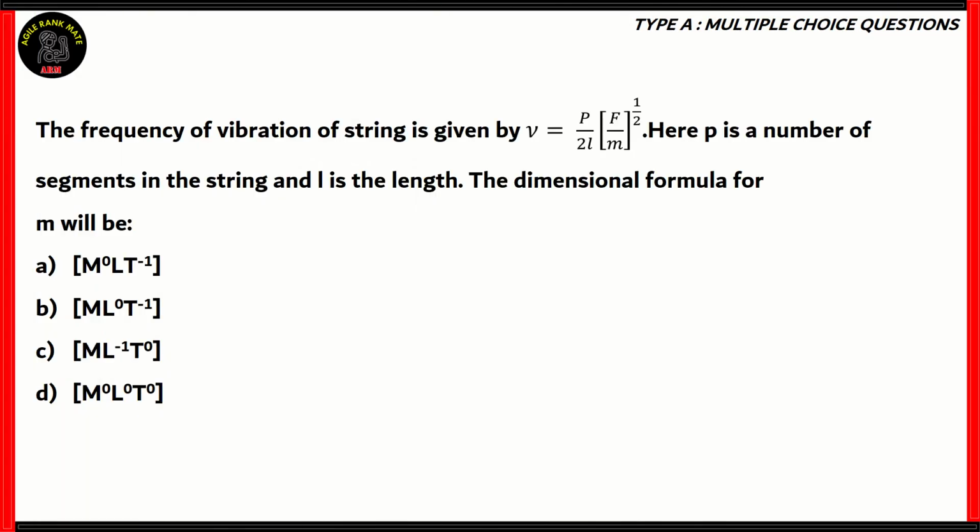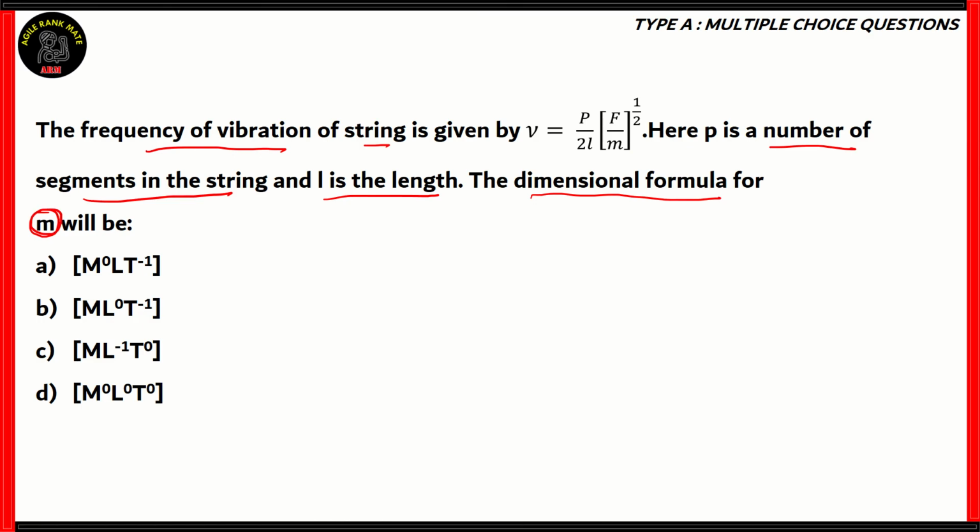Now let's look at the final question for the day. This one is again on dimensional formulas. The frequency of vibration of a string is given by nu equals p over 2l times the square root of f over m. Now let me rephrase that: nu equals p by 2l multiplied by the square root of f over m. Here, p represents the number of segments in the string, and L represents the length. We need to find the dimensional formula of m.